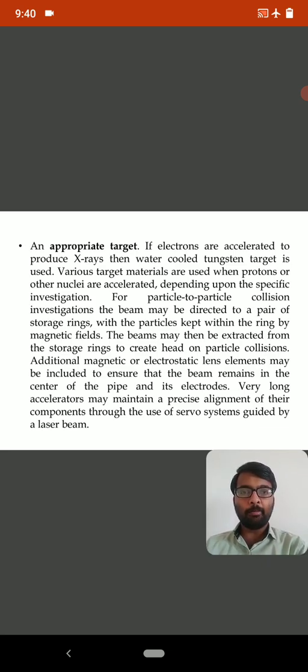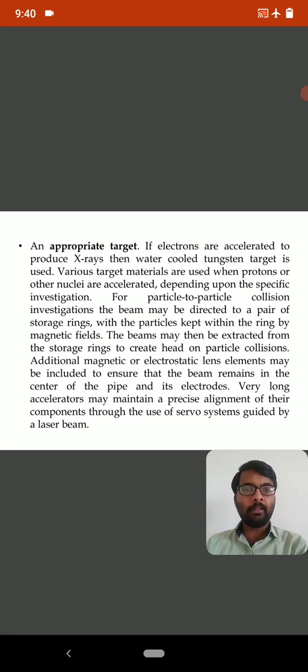Various target materials are used when protons or other nuclei are accelerated, depending upon the specific investigation. Means depending upon our experimental requirement, we can use different types of targets. So one example here is electrons being accelerated to generate X-rays. For that purpose we can use a water cooled tungsten target.